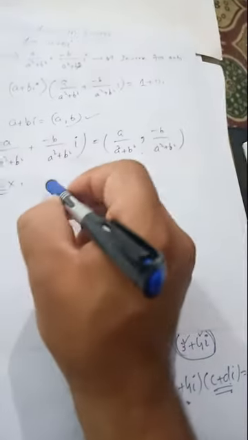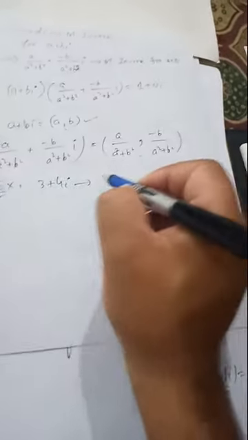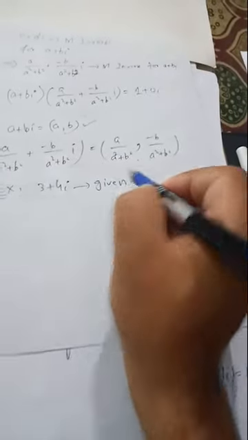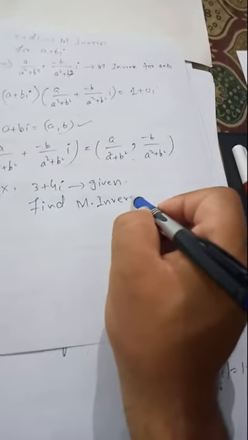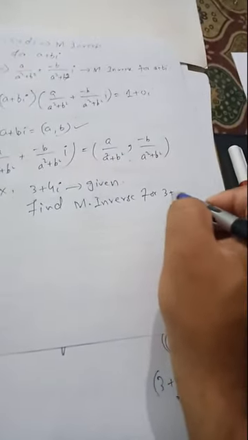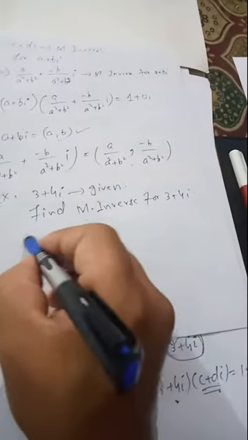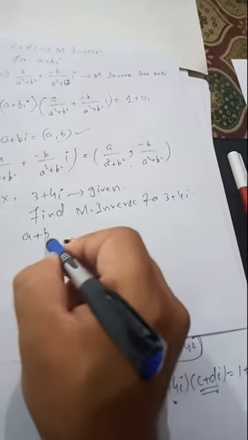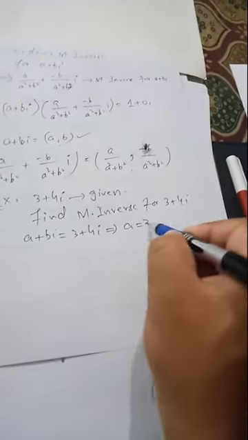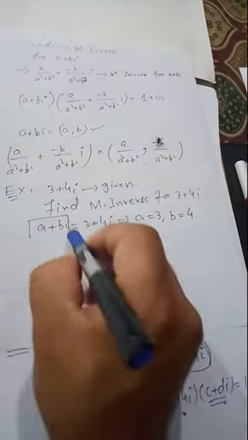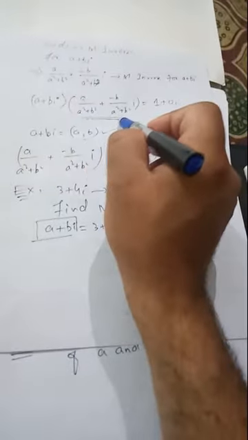Now I consider an example. 3 plus 4 iota is my given complex number. Find the multiplicative inverse for 3 plus 4 iota. So I am comparing this 3 plus 4 iota with a plus b iota. This implies that a equals 3 and b equals 4.